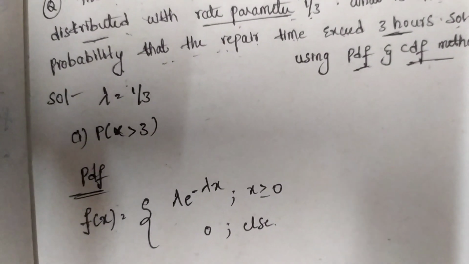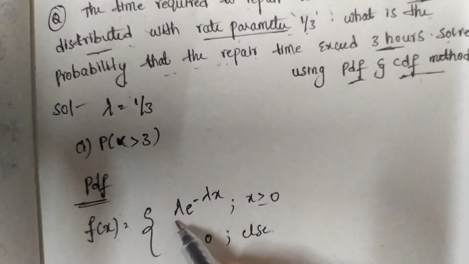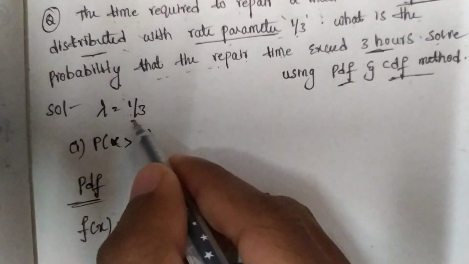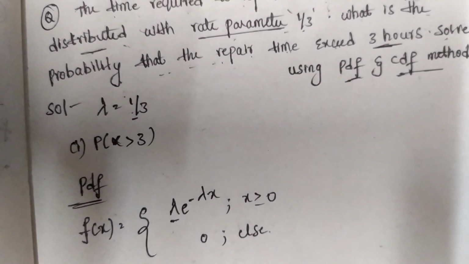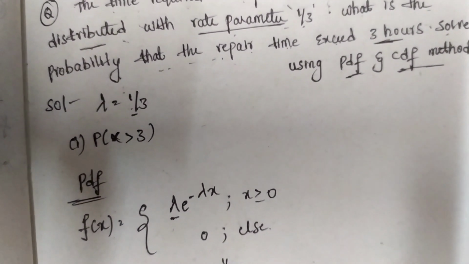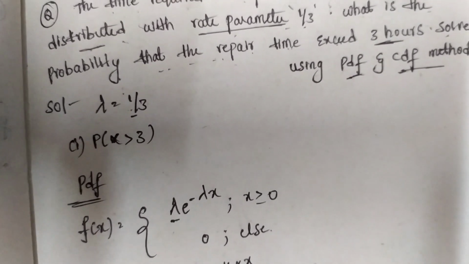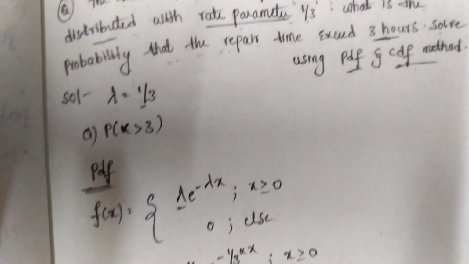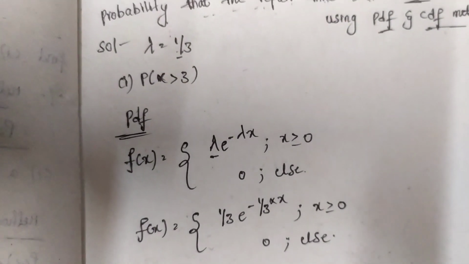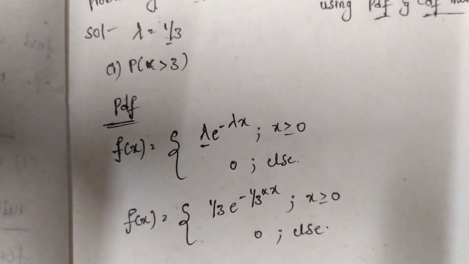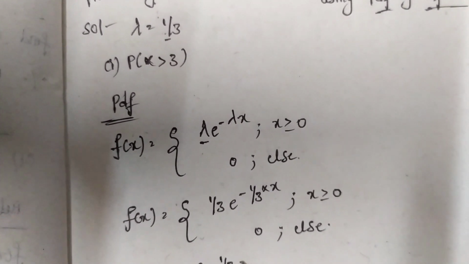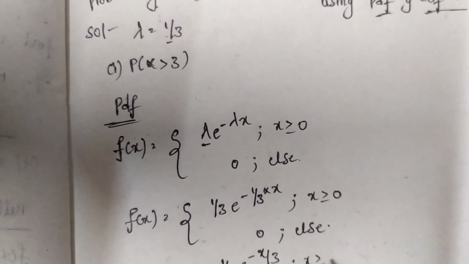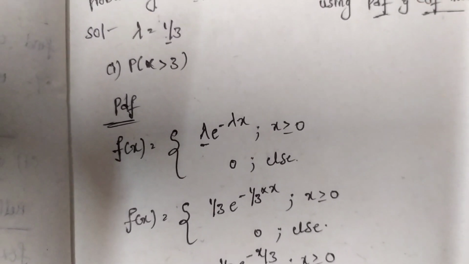Here, small f of x equals the function, where the lambda value is 1 by 3. In place of lambda we substitute this 1 by 3 value: 1 by 3 e power minus 1 by 3 into x for x greater than or equal to 0, and 0 otherwise. We get small f of x equals 1 by 3 e power minus x by 3 for x greater than or equal to 0, and 0 otherwise.